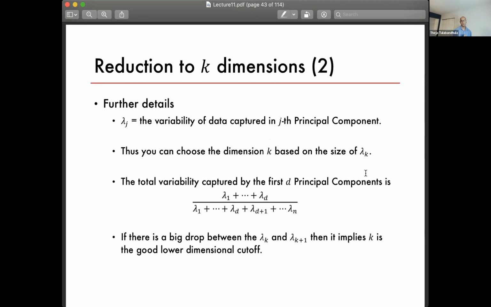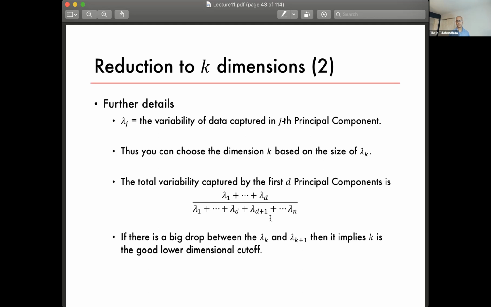A minor comment here: the eigenvalues themselves give a sense of how much variance has been captured in each principal component direction. So lambda j is in fact the variability of the data captured by the jth principal component direction. We can choose the dimension k based on how big or small the lambda j values are. For example, if you take the first little d principal component directions, which means a d-dimensional representation of the original n-dimensional vector, then the amount of variability you're capturing is between 0 and 1, and it's the sum of the first d eigenvalues divided by the sum of all the eigenvalues.